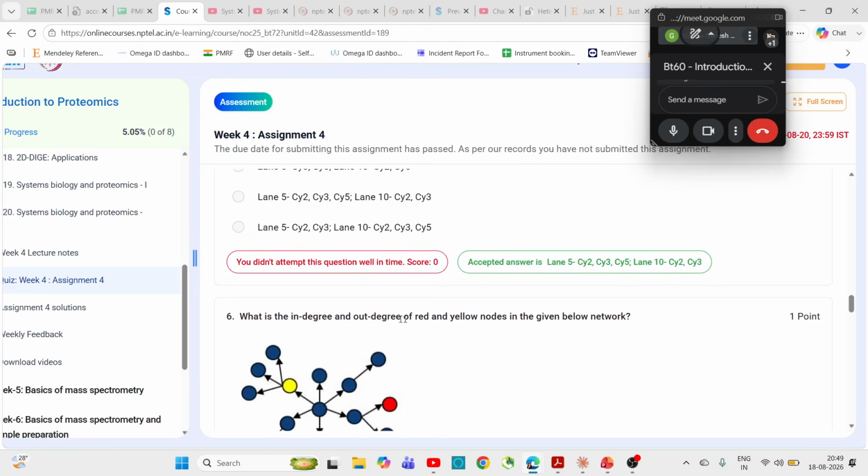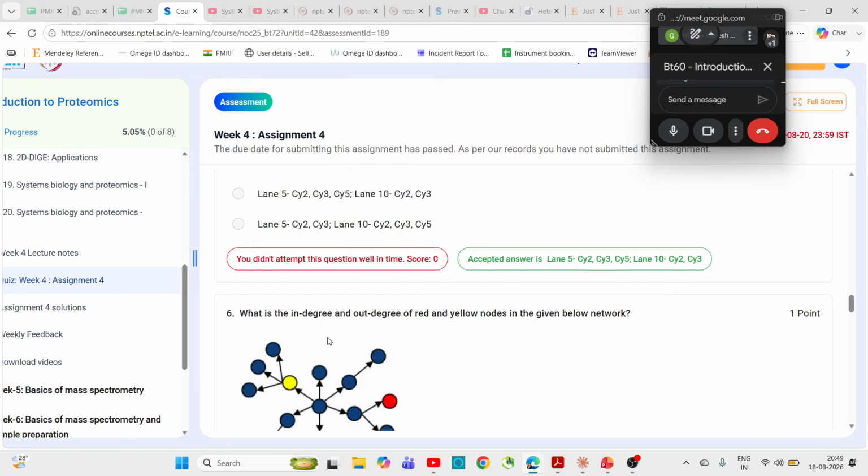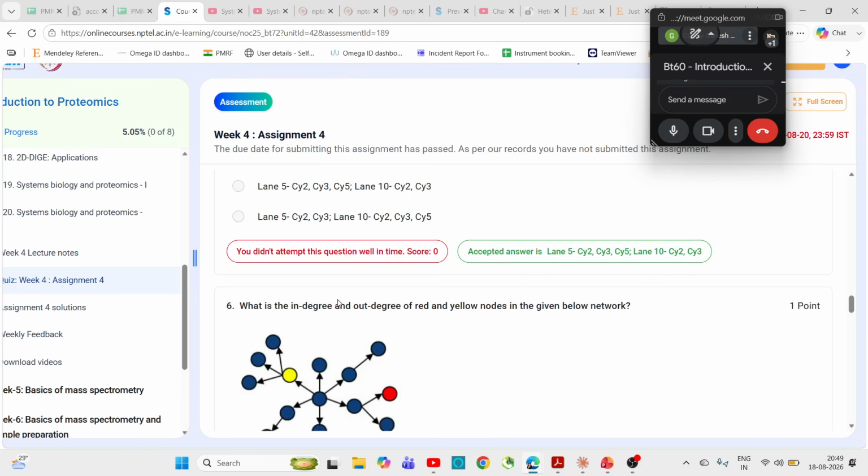So what is the in degree and out degree of red and yellow nodes? I think I have not explained this. For example, if you are selecting this, this is the in degree, and for yellow, this is one in degree and three are the out degrees. So that is influencing the other three. You need to see the direction here. This is the in degree and this is the out degree. Similarly for red, you need to find how much in degree and out degree are present for red and yellow.